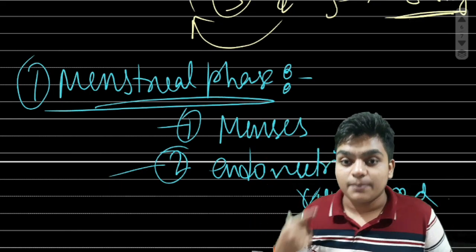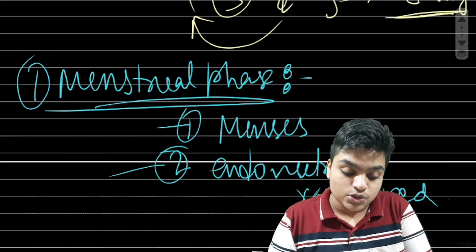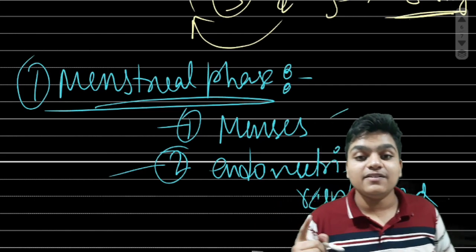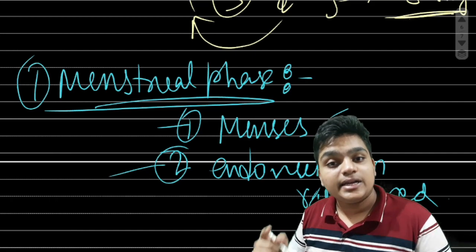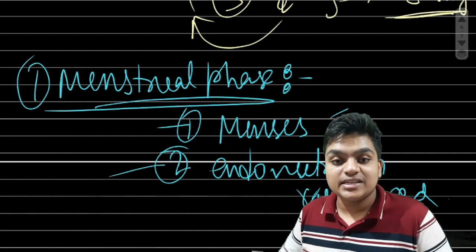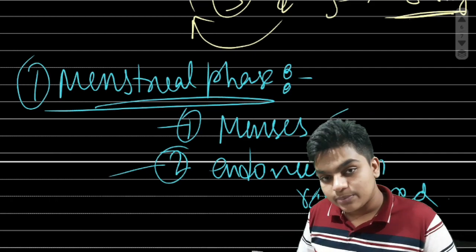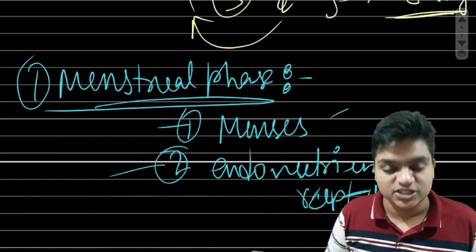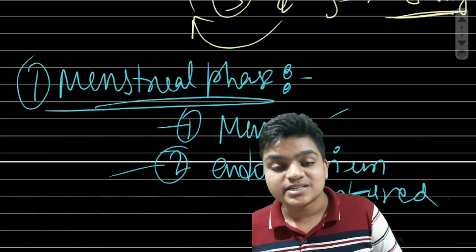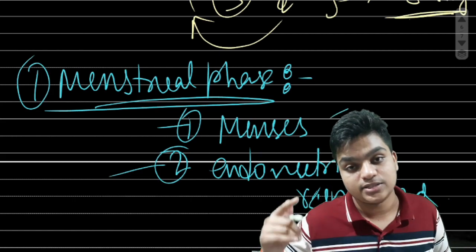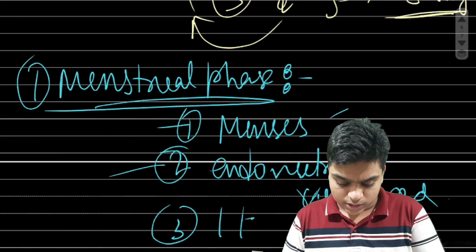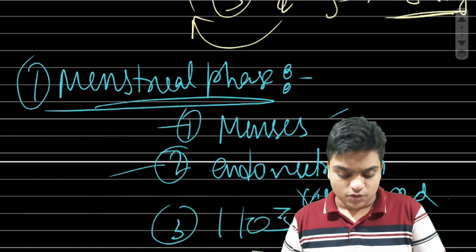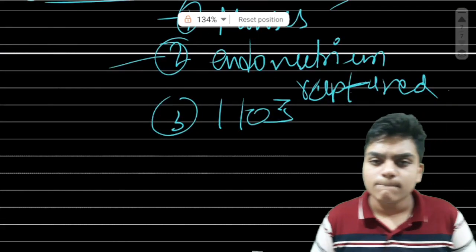And that is why in menses you get blood. The highly vascular endometrium is getting ruptured. Blood is leaking out, and this leakage of blood and fluid is called menses. It occurs during the menstrual phase, which generally happens from the first day to the third day.